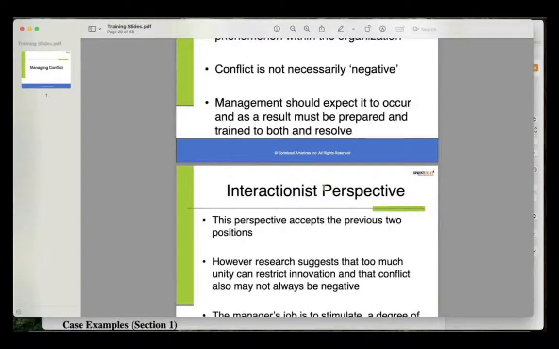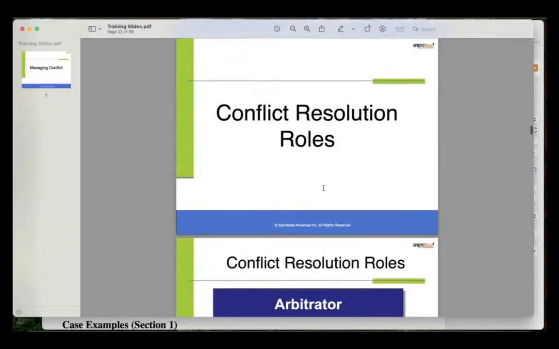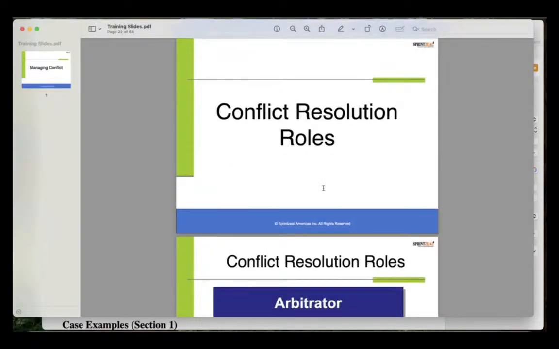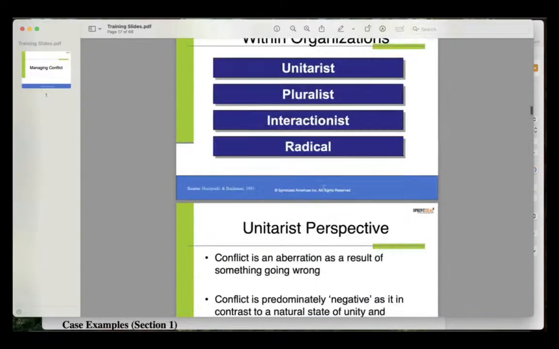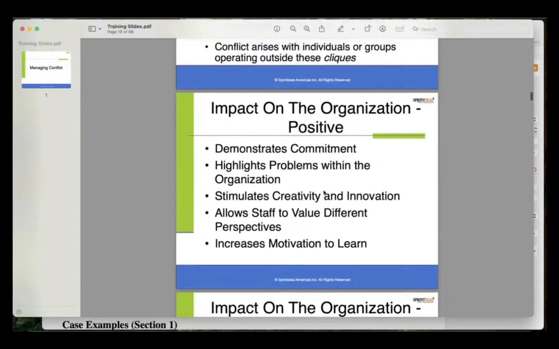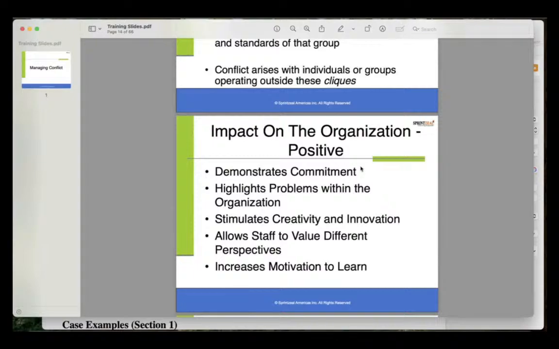Good job. Anyway, I just asked for one, and that's a good job that you gave me two or three. Okay, but since we're doing a recap, let's just see what the positive and negative impacts are. So you were right on this part. Positives are that it demonstrates the commitment, highlights problems within the organization, it stimulates creativity and innovation. It allows staff to value different perspectives, and it increases the motivation to learn.